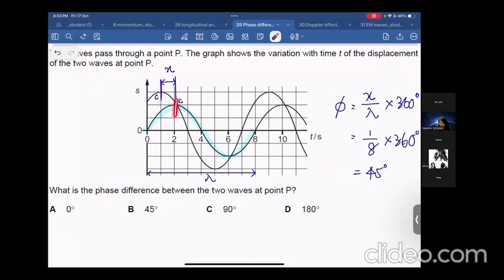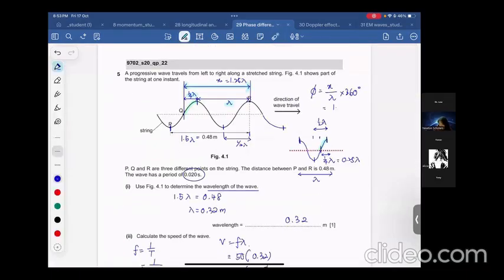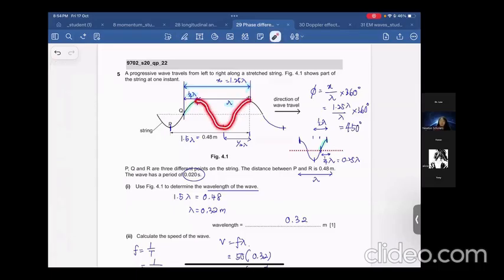So our answer at here will be 1.25 wavelength divided by wavelength times 360 degree. So this answer should be 450 degree. It's already greater than one complete wave. Confirm it's greater than one complete wave. So this answer actually is for your question number 3. Question number 3. 1, 2, 3.